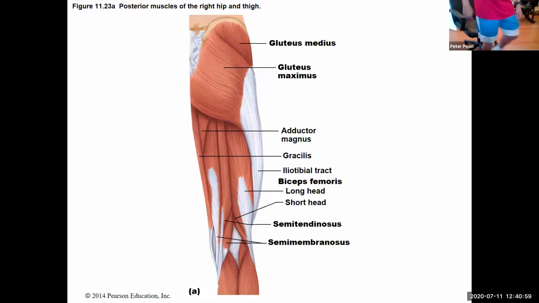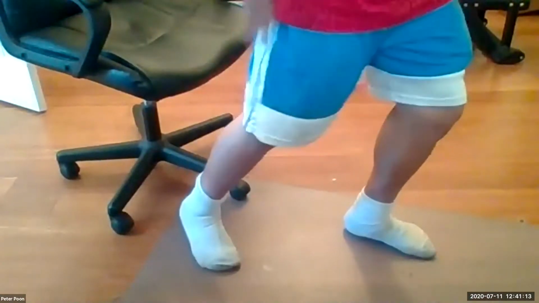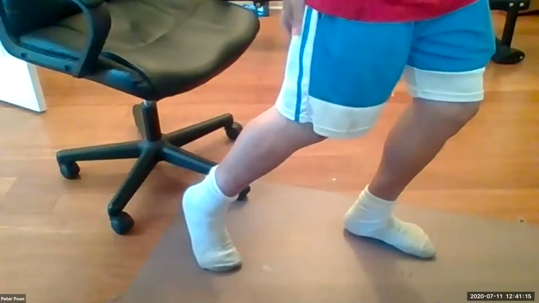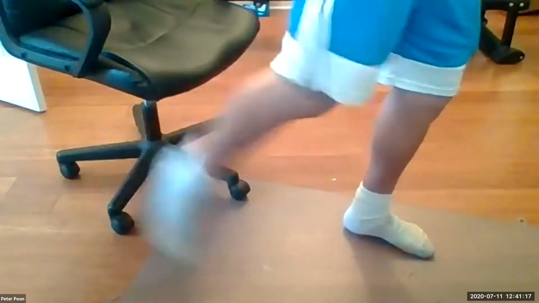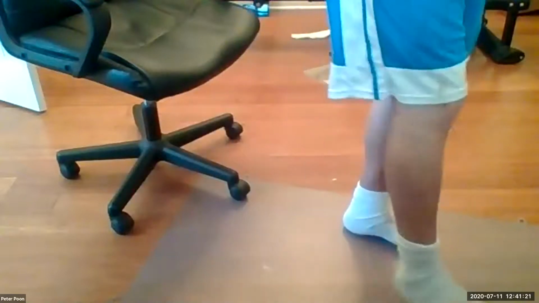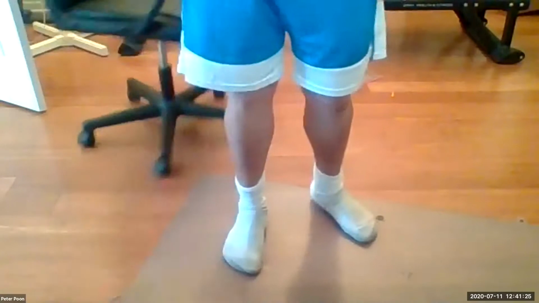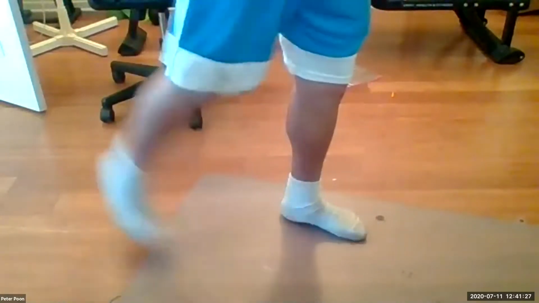Watch my back leg now. When I go backwards, I'm using my hamstrings now. My hamstrings allow me to do that, and to bring my hip back. So that's my hamstrings.